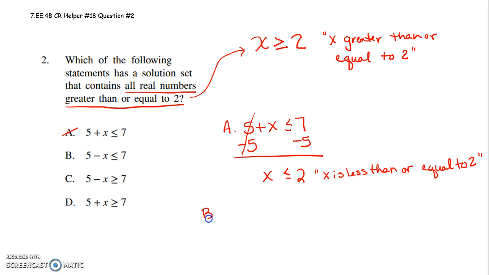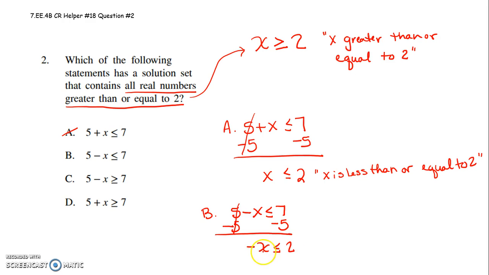We need x to be greater than or equal to 2, so A doesn't work. Let's try B. B says 5 minus x is less than or equal to 7. Again, I go to the side with the x. I'm going to try to solve for x. So first I have to move all my constants over to the right. So I'll subtract 5 from the left-hand side of that inequality and subtract 5 from the right-hand side. 5 minus 5 zeroes out. Bye-bye.